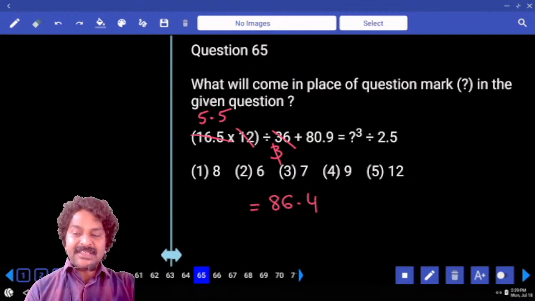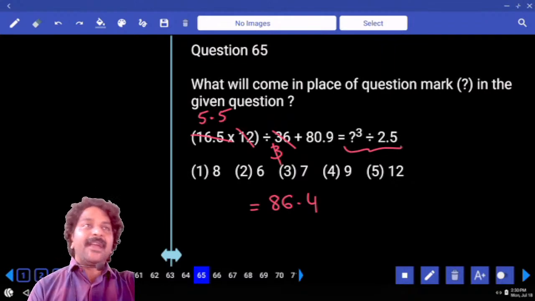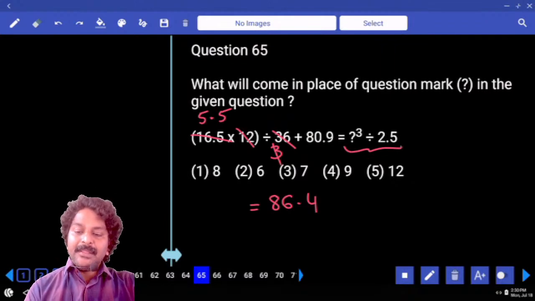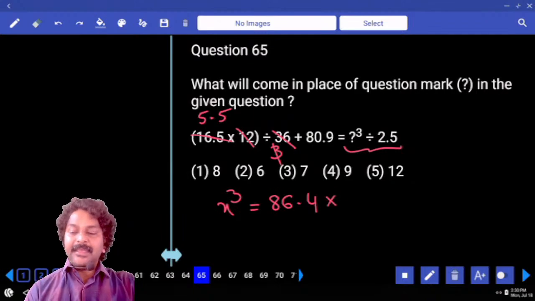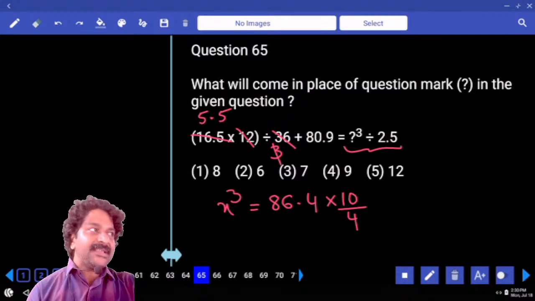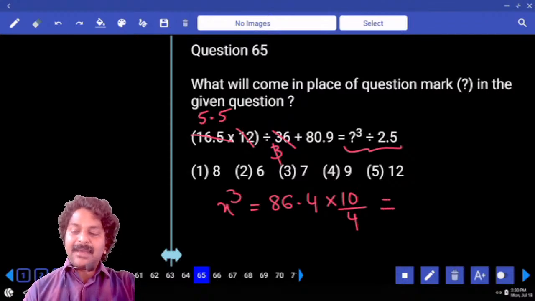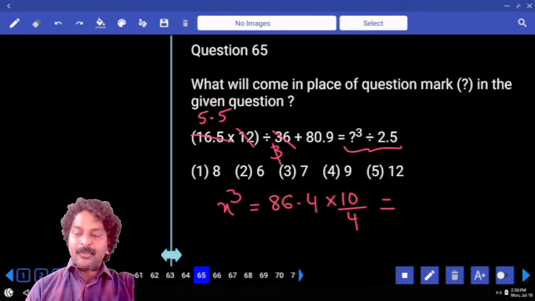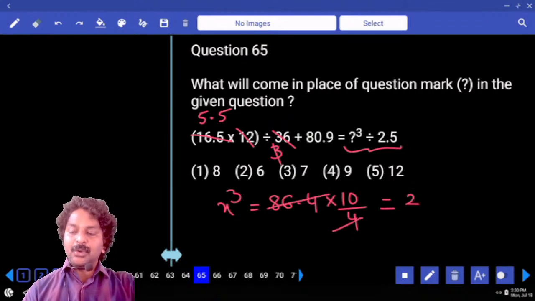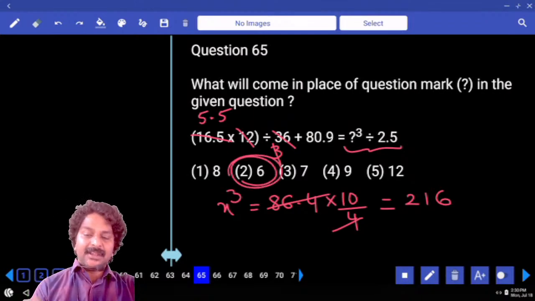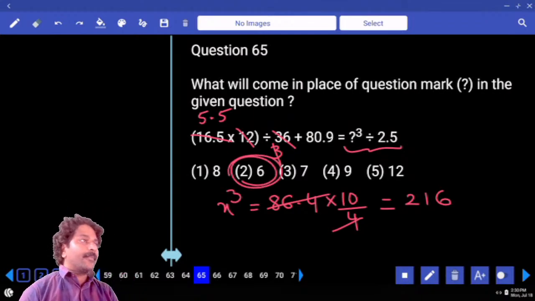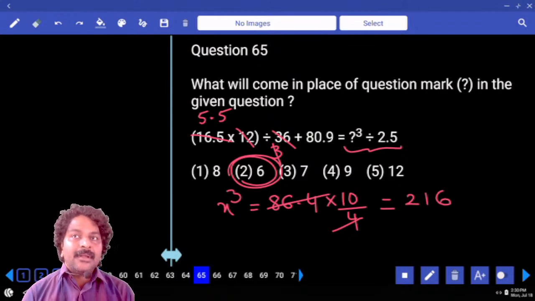86.4 is equal to x cube divided by 2.5. Correct. Then x cube is equal to 86.4 into 2.5. Can we write 2.5 as 10 by 4? Decimal and 10 both get cancelled. 4, how many times? 2, 1, 6 times. Which cube is that? Second option. Followed?